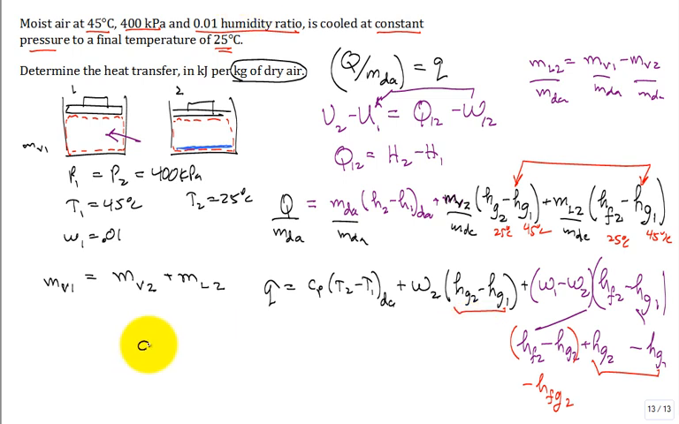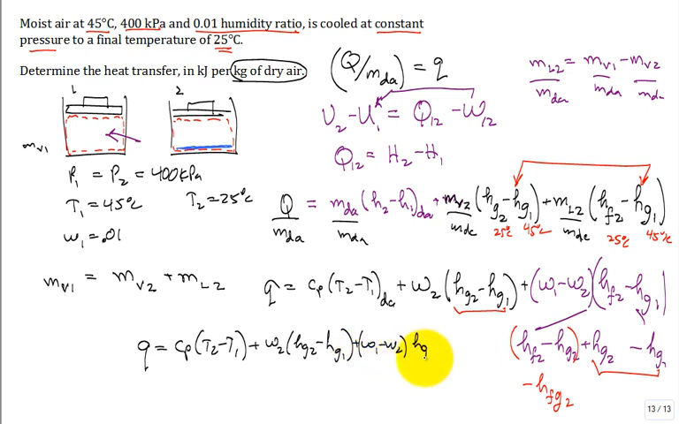So Q is equal to C sub P T2 minus T1 for the dry air, plus I'll have the omega 2 times H of G of 2. Now I regret doing that. I should have stuck with it. Times the omega plus omega 1 minus omega 2 times H of G minus H of G1. And then I still have down here omega 1 minus omega 2 times minus H of FG at 2.